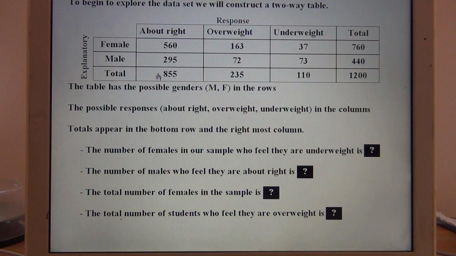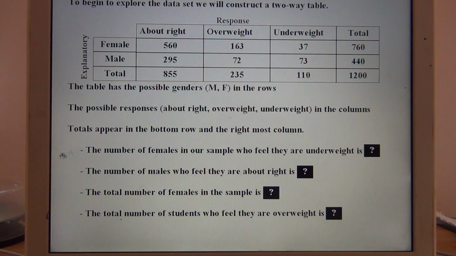This total here says that of all of the people in the study, those that saw themselves about right were 855, all the people in the study that saw themselves overweight were 235, and all the people in the study that saw themselves underweight, 110, and again the total is 1,200.